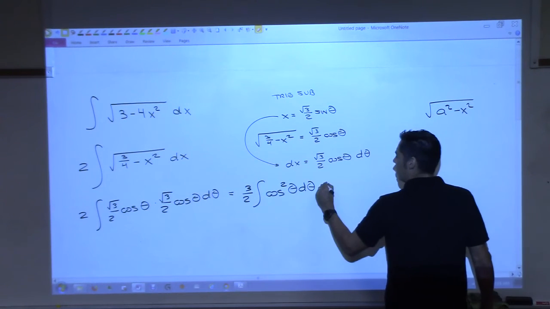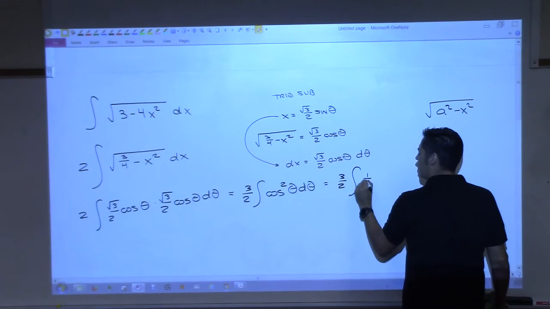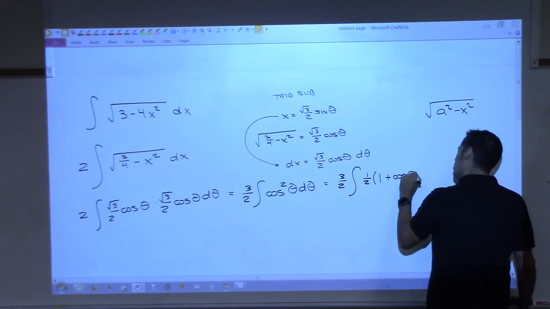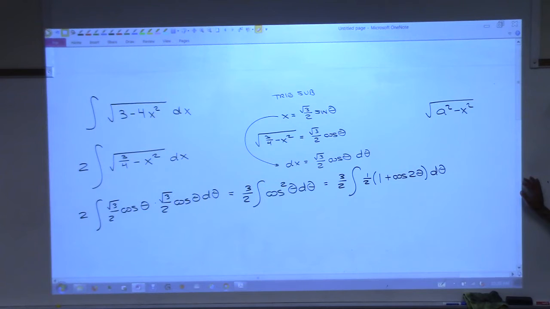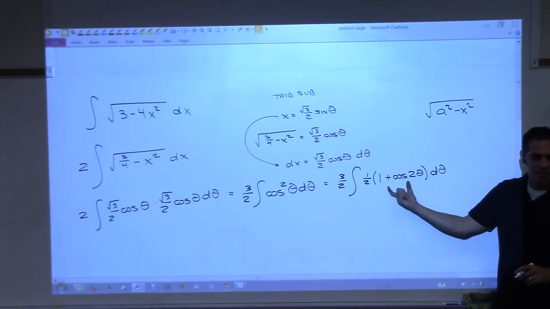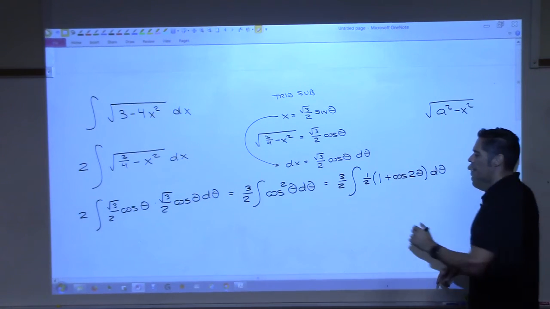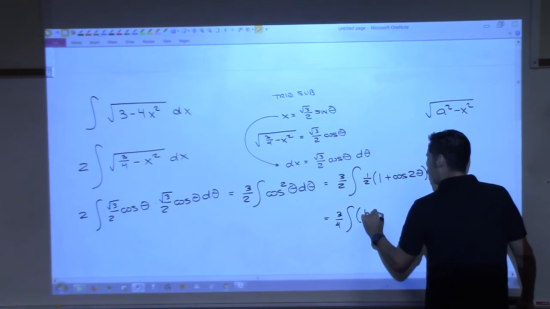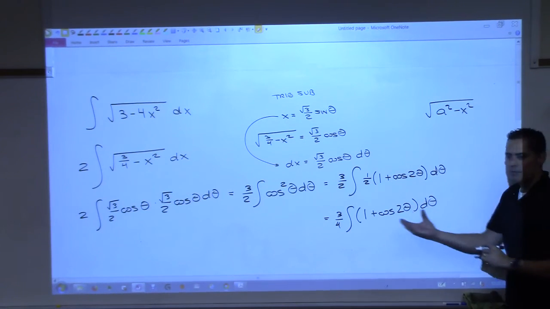Even power of cosine. So this becomes that formula, the power reducing formula, 1/2, 1 plus cosine 2 theta d theta, right? So that's how we take care of cosine to an even power. We use that formula from last class, or the formula from pre-cal. Take the 1/2 out, so we've got 3/4 integral. We're trying to integrate 1 plus cosine 2 theta. Hey, that ain't too bad, right? We can integrate that.